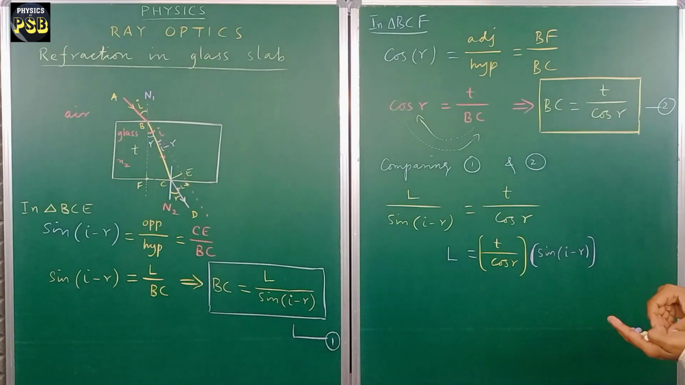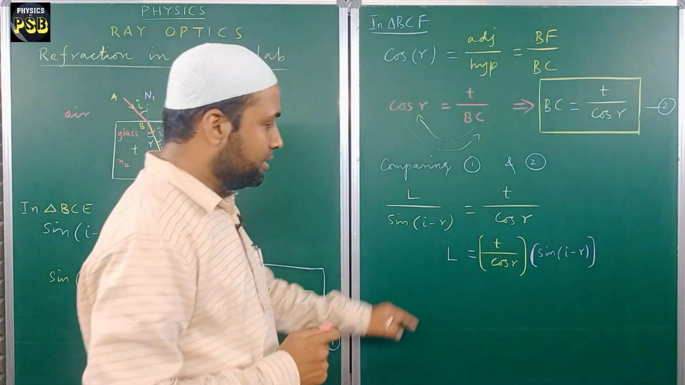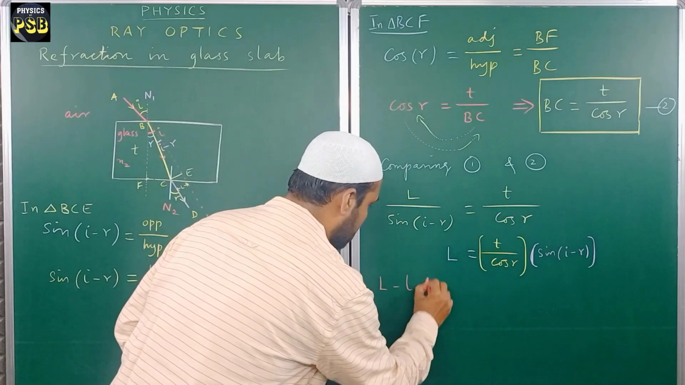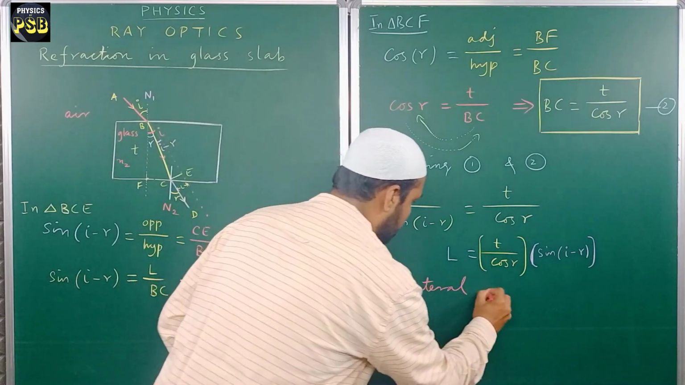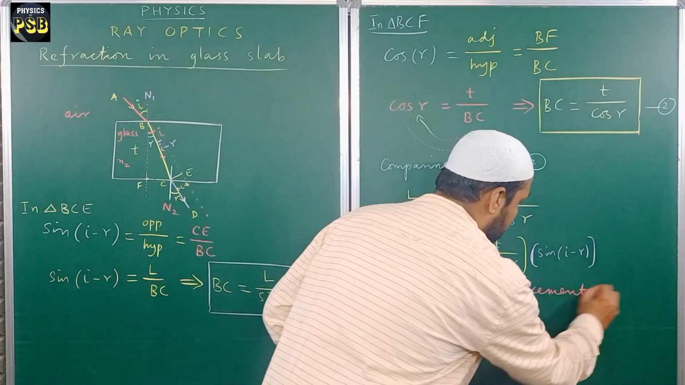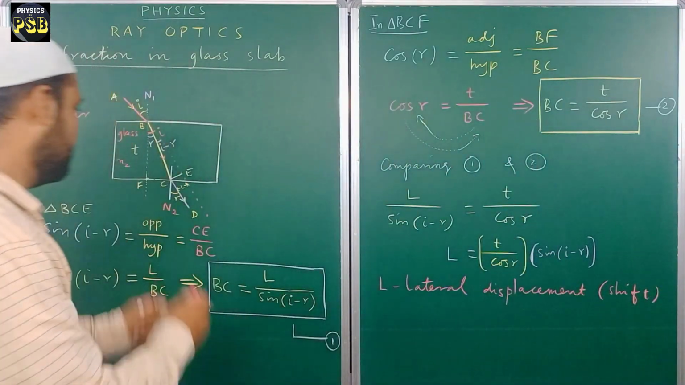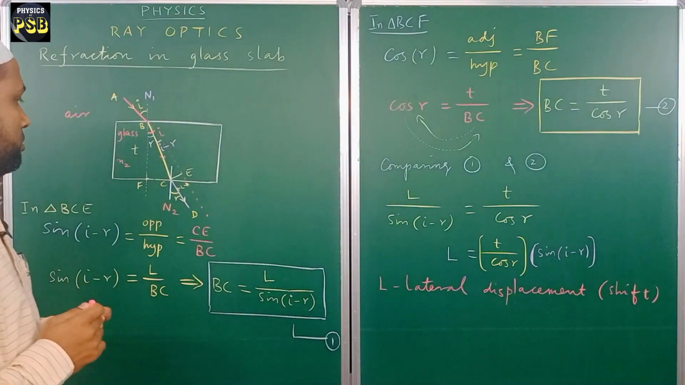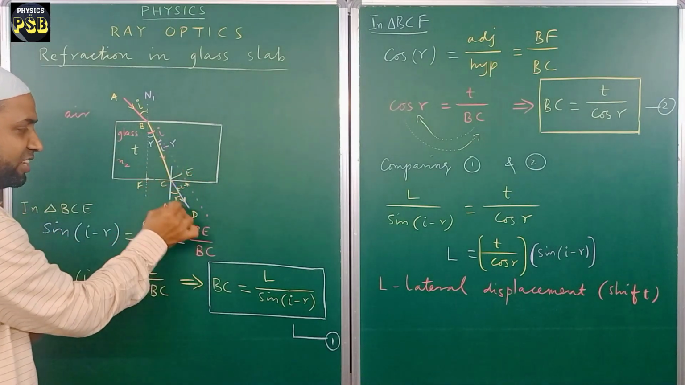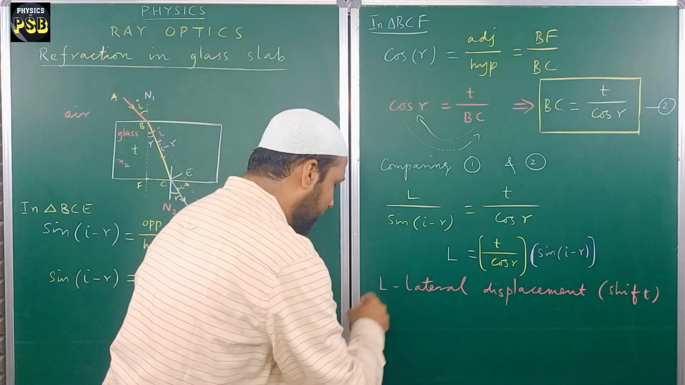Here from this final expression, we understand that lateral displacement L, which is otherwise referred to as shift, is the gap or the displacement between the undeviated ray and the deviated ray. Clear?